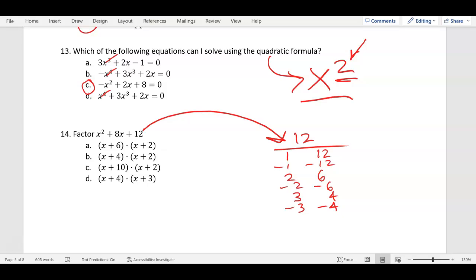Okay, so which one of these multiply to make 12? And then now we're going to think which ones add to make the +8. I think it's got to be 2 and 6. 2 plus 6 is 8, right? So you put them in 2 parentheses. So you got 2 x's, and you got a +2 and a +6. Answer would be A. Okay, you can flip them around and it still works.